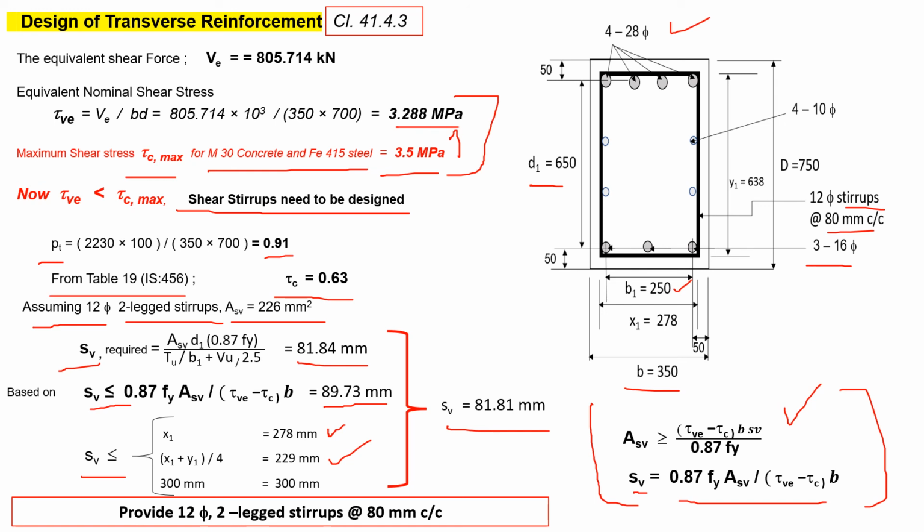Now from this diagram, everything we have discussed, only one part is pending, that is the side face reinforcement. We have provided 2 bars along one side and 2 bars along the second face. So 4 numbers of 10 mm dia bars we have provided.